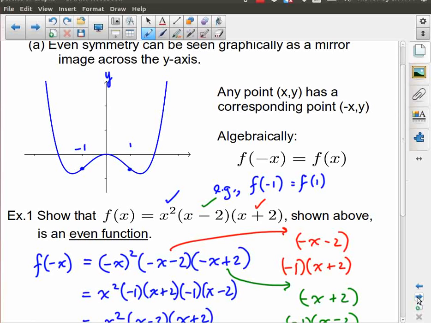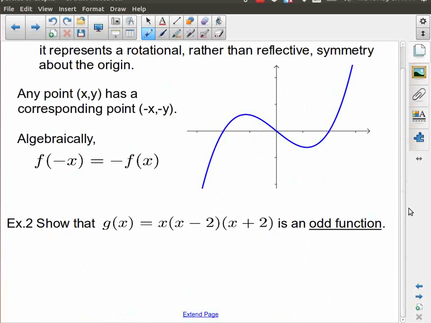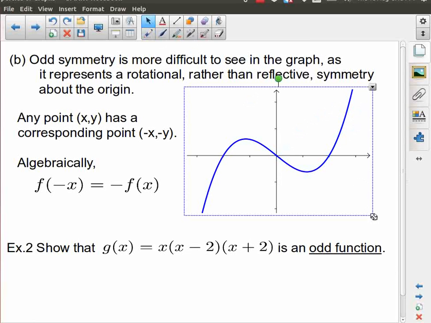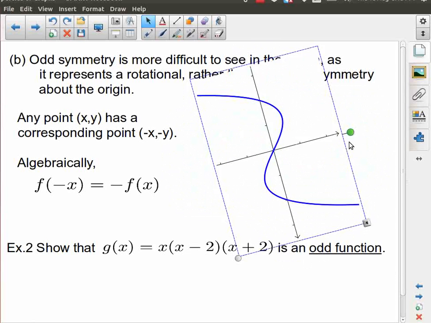Well, if we're talking about even, then we probably need to talk about odd as well. And I don't mean odd as in strange, I mean odd as in odd numbers versus even numbers. So, odd symmetry. First of all, odd symmetry is more difficult to see in the graph because it's a rotational symmetry. So what that means, and I don't know whether the graphics will cooperate with me here, probably not. Rotational symmetry is this. It's that idea.